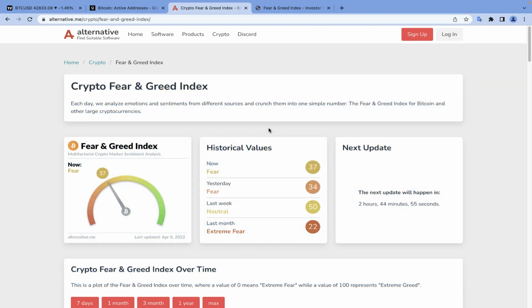The Crypto Fear and Greed Index is generally suited for analyzing short-term to medium-term price predictions because of its volatility, and using this index for long-term price analysis is not recommended because this index changes rapidly and it's easily affected by different factors.